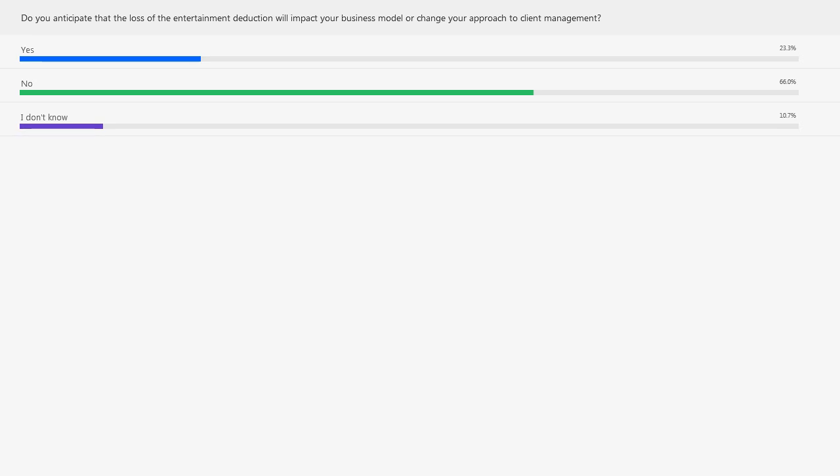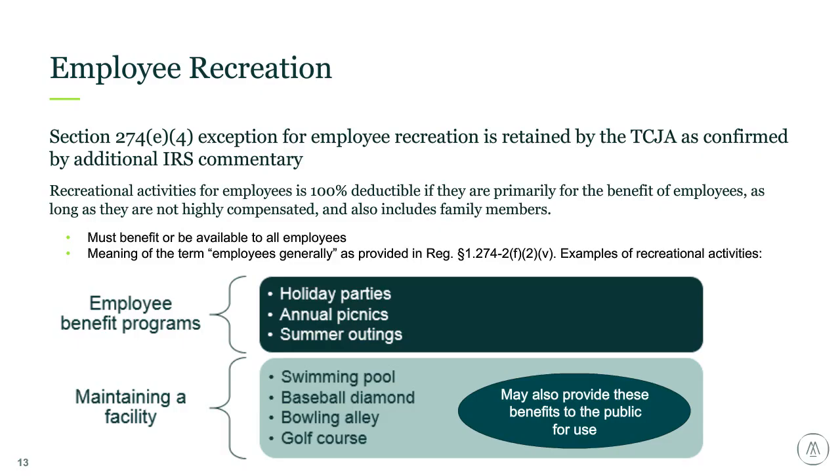Susan? Thanks, Gary. So let's talk a little bit about employee recreation and what that means. When the Tax Cuts and Jobs Act was first put out, industry thought perhaps everything was taken away because of the entertainment aspect. But we've since learned that employee recreation has not really changed. That benefit is still available. But the question is, what does it mean?